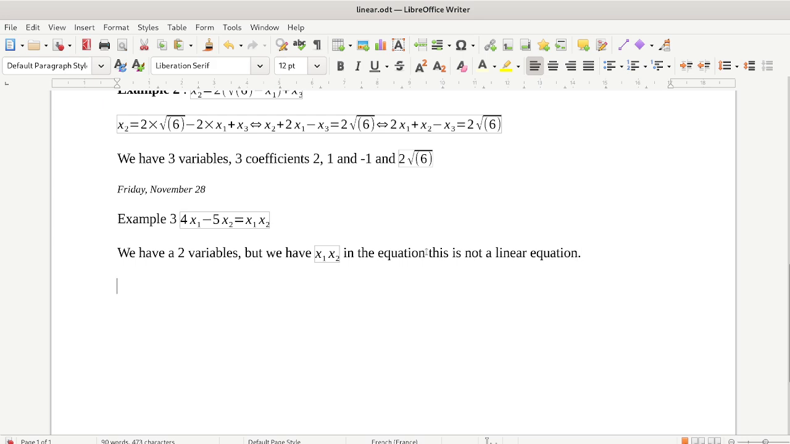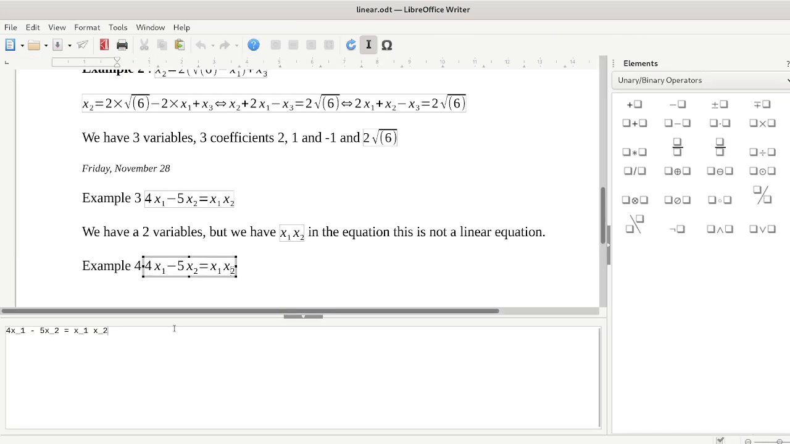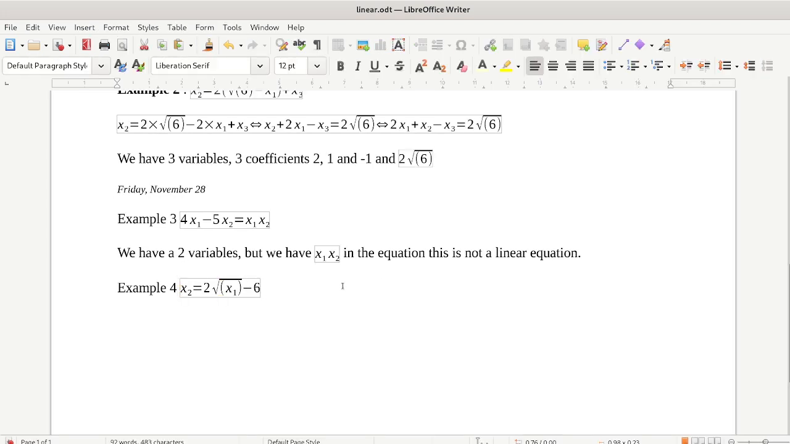Okay, another example. Example 4 is, I have to put a space here. Okay. The equation is x2 equals 2 squared x1 minus 6. Okay. Is this a linear equation?